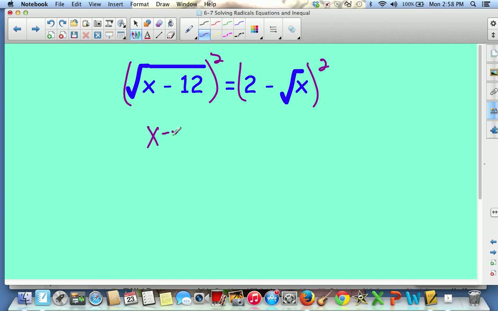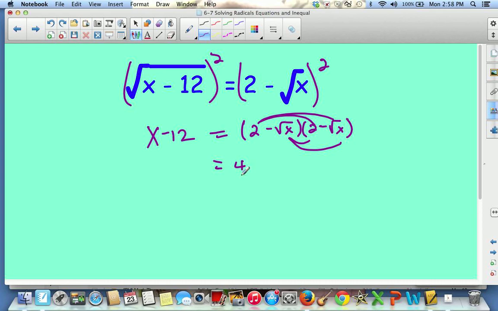So this ends up being x minus 12. And this we have to end up FOILing, which some of us are forgetting to do. We forgot to do that in the last test. But we're not going to forget it anymore. Okay, so we FOIL here. So we get 4, minus 2 square root of x, minus 2 square root of x, and then a negative square root of x plus the negative square root of x is x. So then we have x minus 12 here.